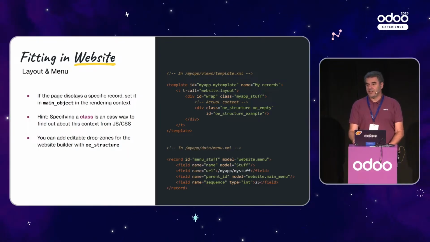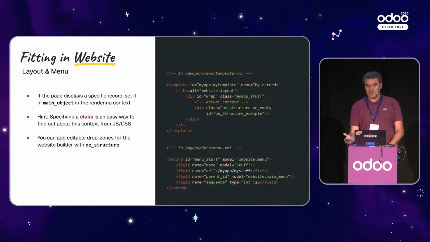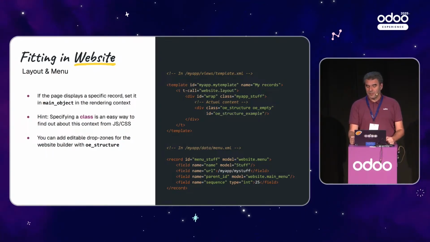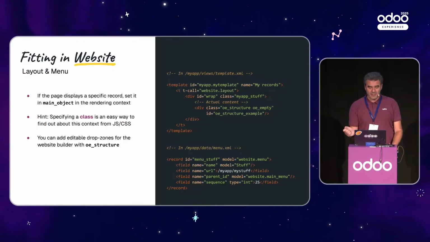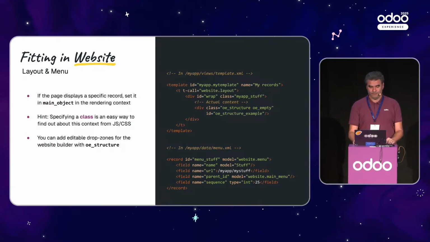And for the menu item itself, you just create a record of the type website.menu with name and link and so on. It has to be attached to the website.main_menu parent element, and with the sequence you put it in the right location within the menu.